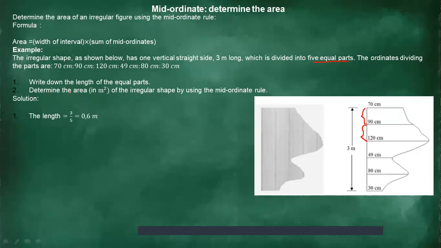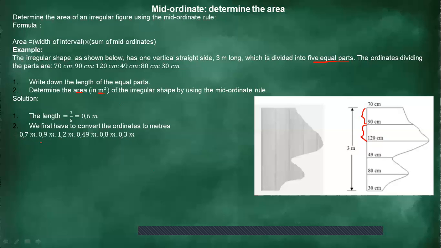Now the next question: determine the area, in terms of meters squared, of the irregular shape by using the ordinates. We first have to convert, because the ordinates that we are given are in terms of centimeters. So we have to convert them first to meters. To convert centimeters to meters, we divide by 100. So it's going to give us 0.7 meter, 0.9 meter, 1.2 meter, 0.49 meter, 0.8 meter, 0.3 meter. So we have converted all the ordinates.